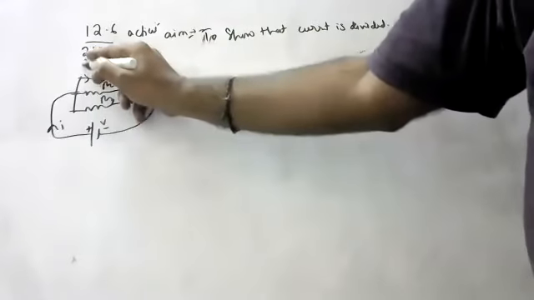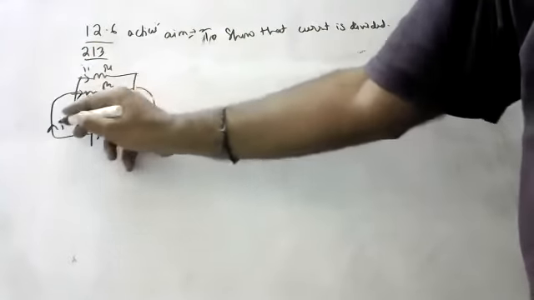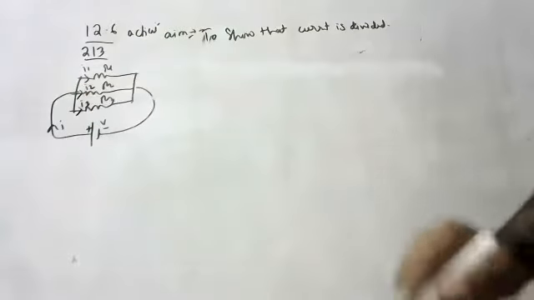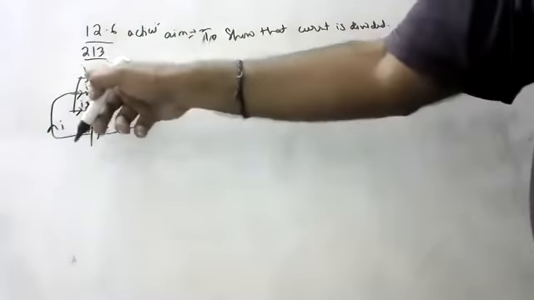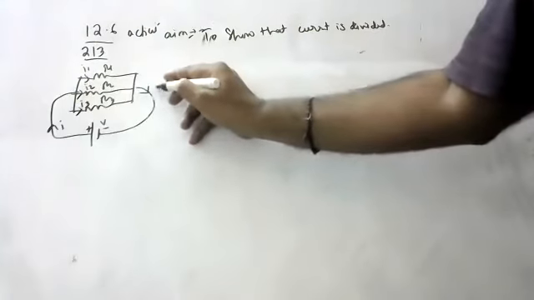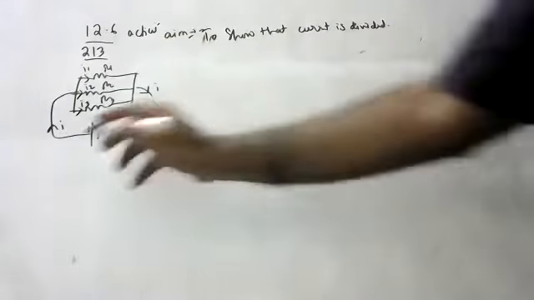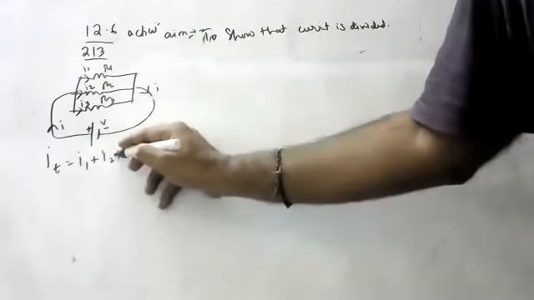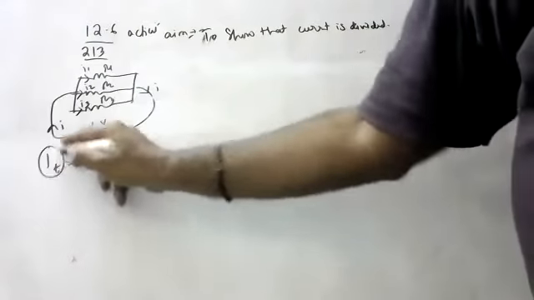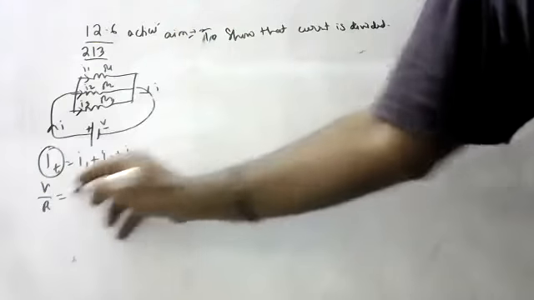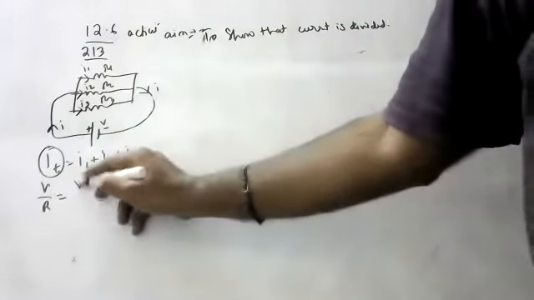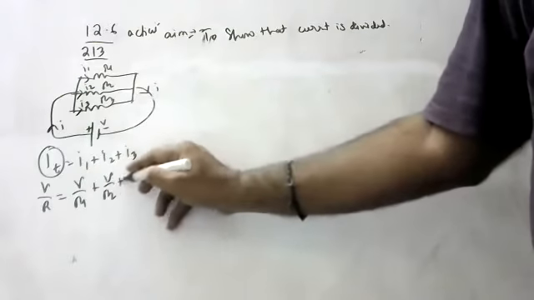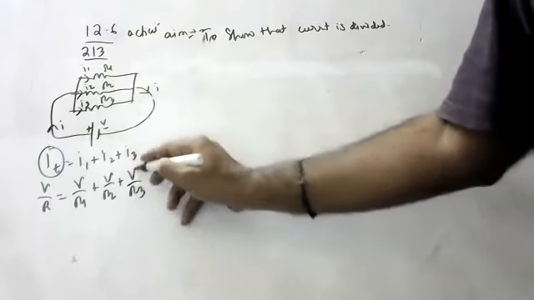Across R1, I1 will flow. Across R2, I2 will go. Across R3, I3 will go. The total current is divided as I1, I2, I3, and all of them will join and come out as I. So what is the total current, children? I1 plus I2 plus I3. But what is current? V by R. What is I1? V by R1. What is I2? V by R2. What is I3? V by R3.